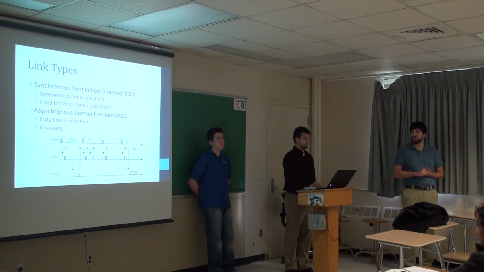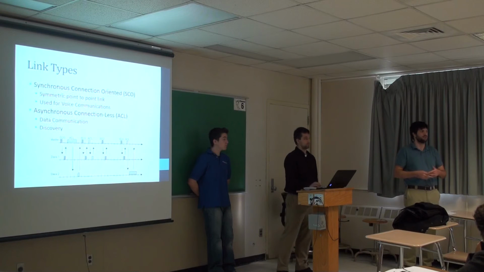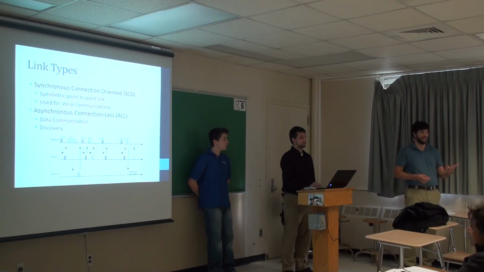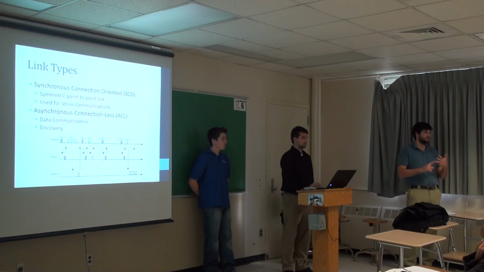The other type of link is the asynchronous connectionless, and this is used for all data transmission. That's what they use when they're pairing. That's how they send the IDs, the parameters, and things like the packet headers, or just the overall status of the network. Like if one of the secondary devices is going to drop out, it sends that data through ACL.